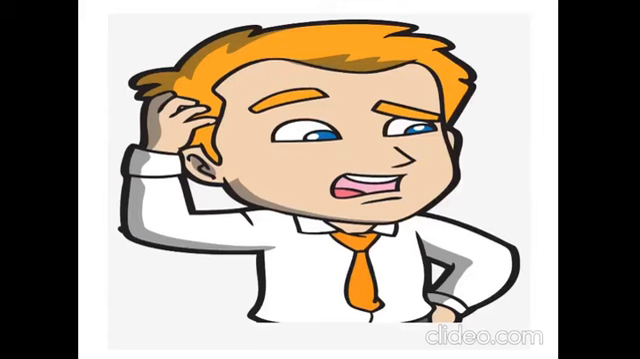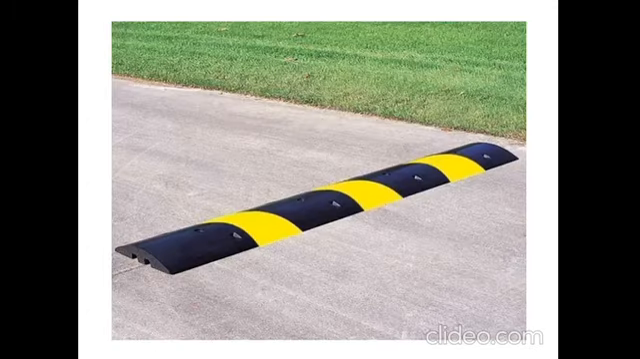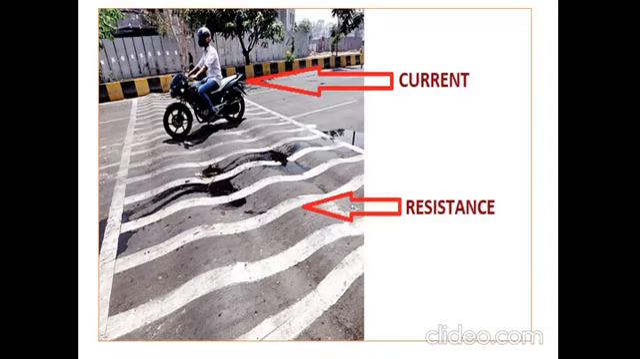Why am I showing you all this? You must be confused right now. Well, have patience. So, what's the purpose of a speed breaker on the road? To slow down the speed of the vehicle, right? Exactly the same is the purpose of resistance in the circuit. So children, remember, resistance is like a speed breaker.